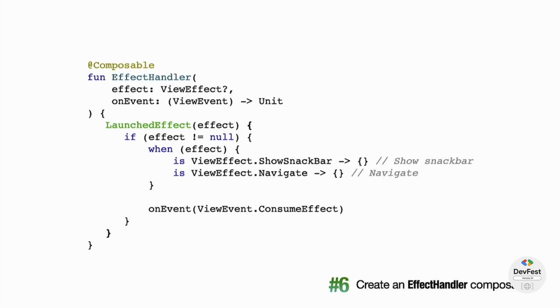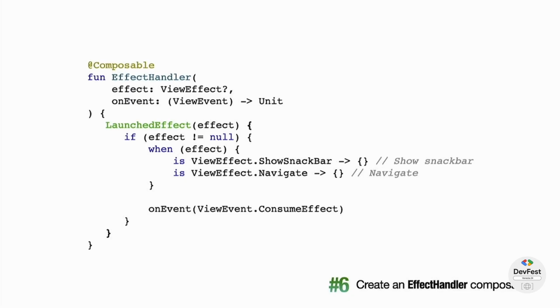And for this, we are using this side effect, LaunchedEffect, that essentially launches a new coroutine that is restarted every time the key changes, right? So every time the effect changes, this will run this code over here, right? So essentially, this completes the picture of the MVI implementation in Android.